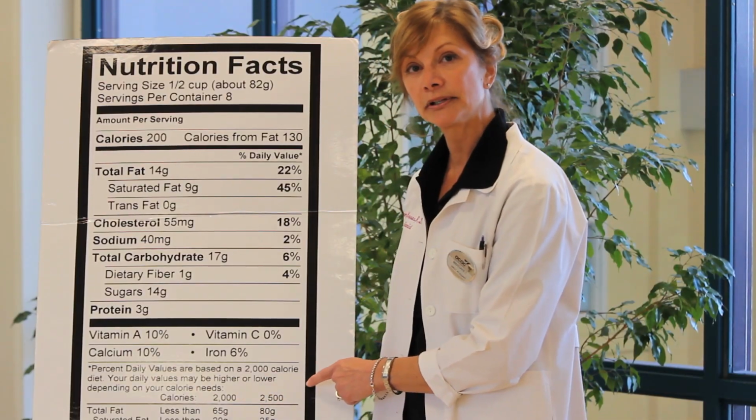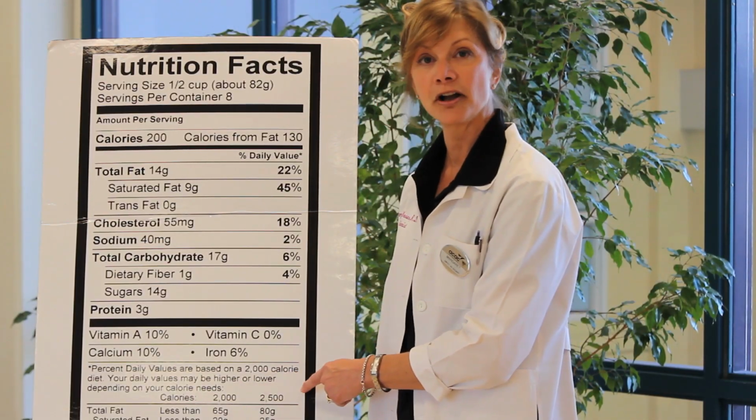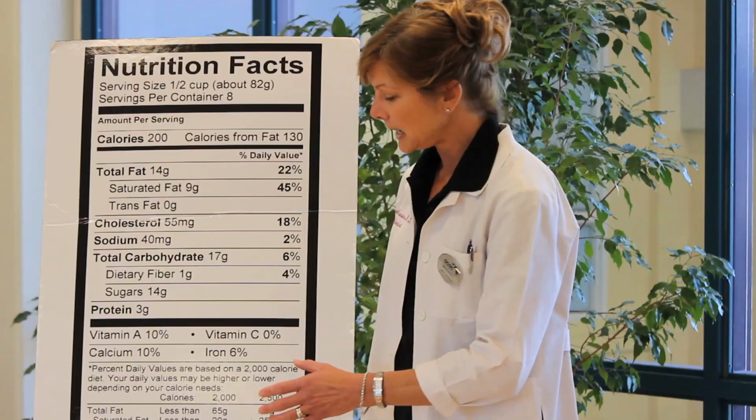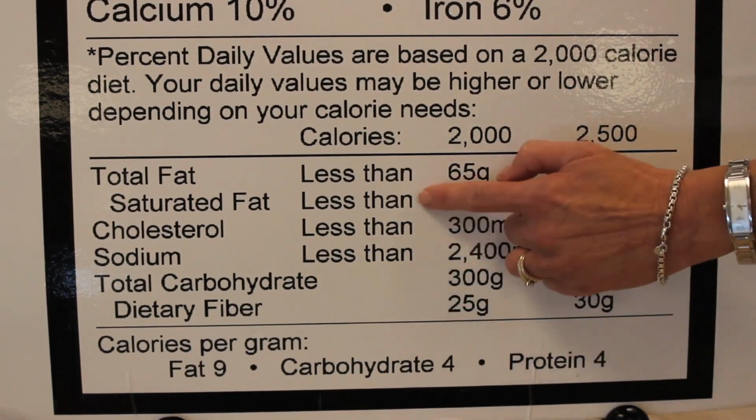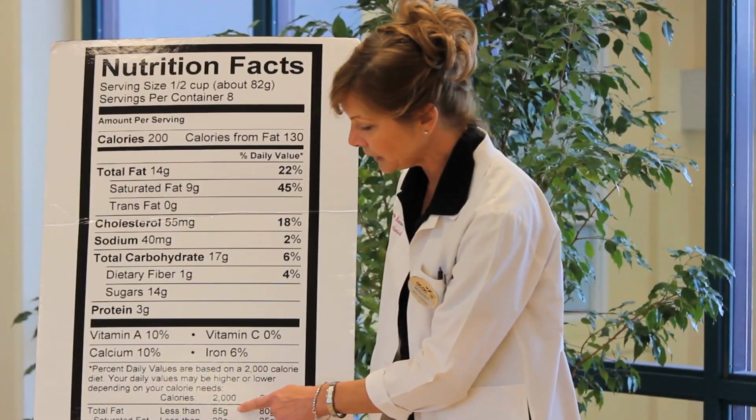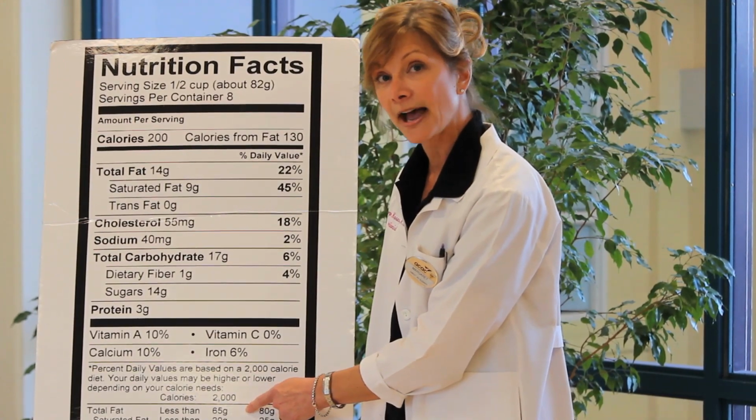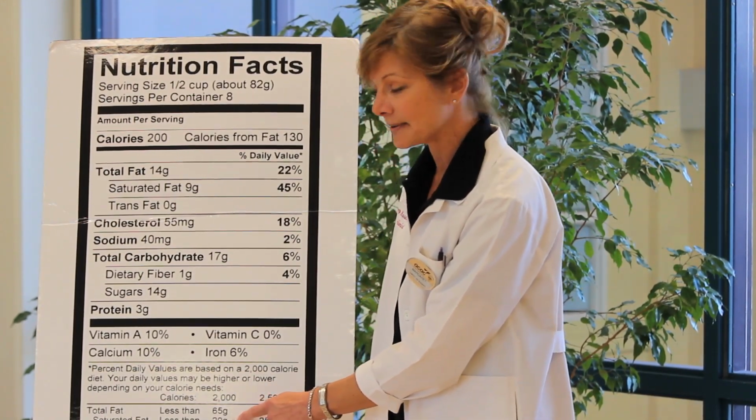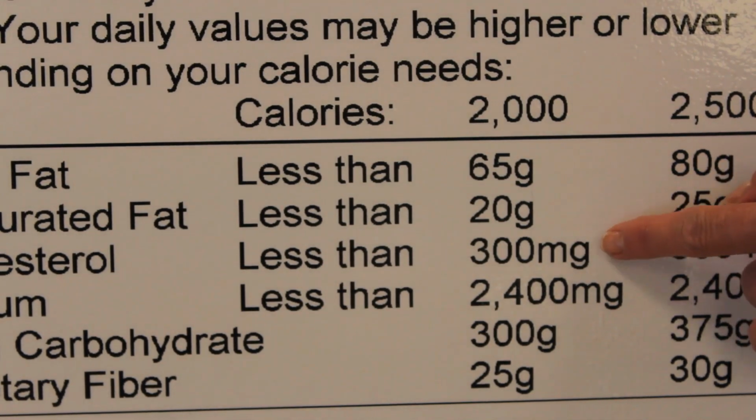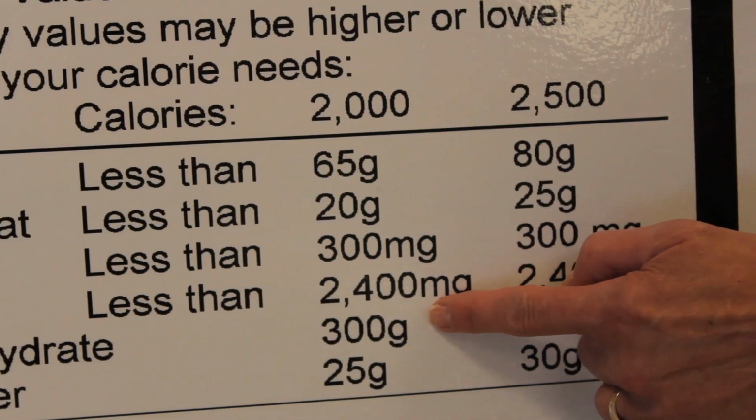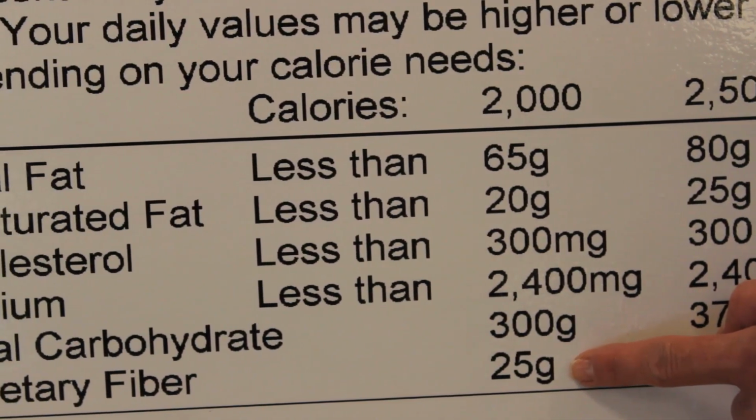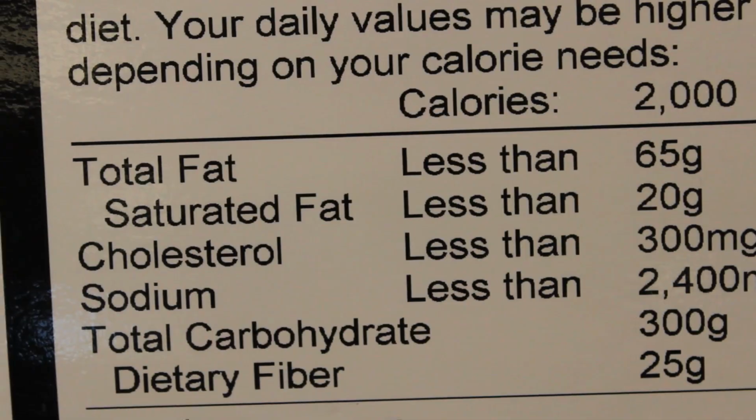You'll see there's two calorie levels listed, 2,000 and 2,500. For purposes of our discussion today, I'm going to focus just on the 2,000 calorie, and I'll tell you why in just a minute. This part of the food label is going to give you some information. It's going to say if you're following 2,000 calories, you probably don't want to consume more than 65 grams of fat in a day, no more than 20 grams of saturated fat in a day, no more than 300 milligrams of cholesterol, 2,400 milligrams of sodium, 300 grams of carbohydrate, and at least 25 grams of fiber.